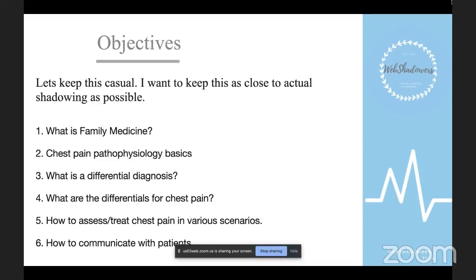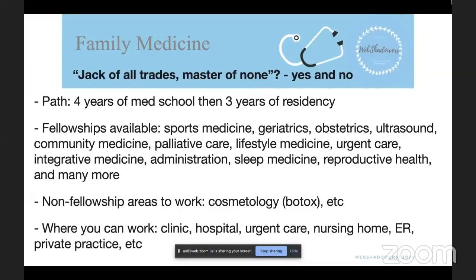What is family medicine? The quote you hear a lot is "jack of all trades, master of none." Yes and no. I think that's quite an oversimplification. So let's talk about the path a little bit first. After college, whatever you end up doing afterwards, once you get into med school, it's 4 years of med school and then 3 years of residency.